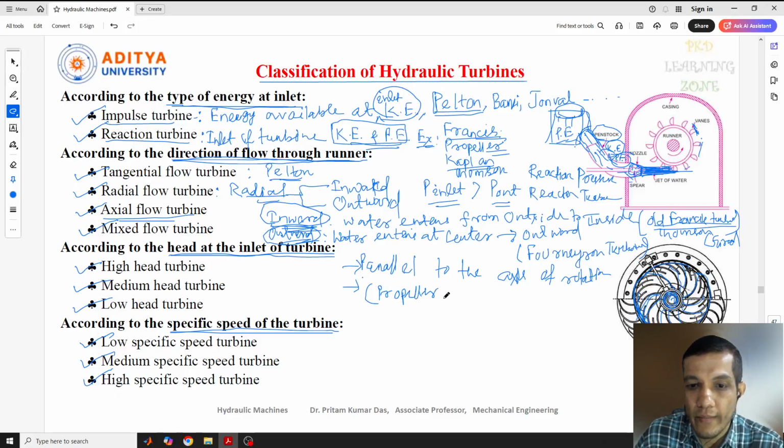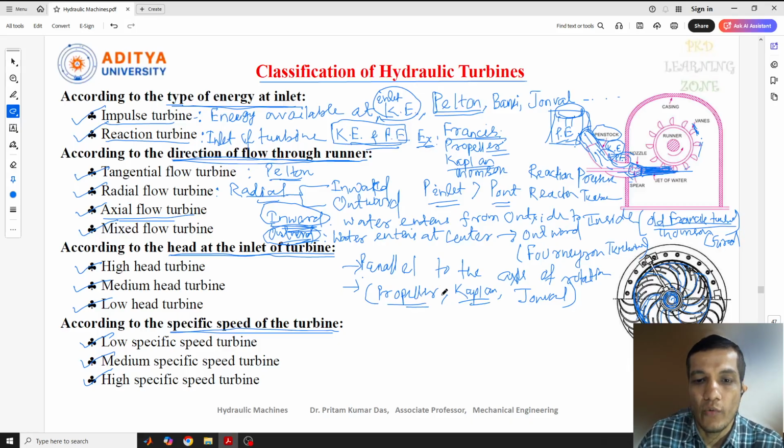This is the propeller turbine, or we can say the Kaplan turbine. Many turbines are there in this, but mostly Kaplan and propeller are used. So what is the difference between the propeller turbine and the Kaplan turbine? They are both the same, but the propeller turbine has only fixed blades, whereas here the blades can be changed. That is the difference between the propeller and Kaplan turbine.